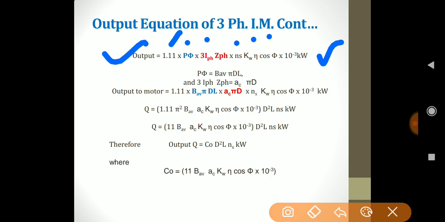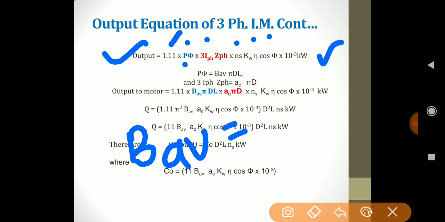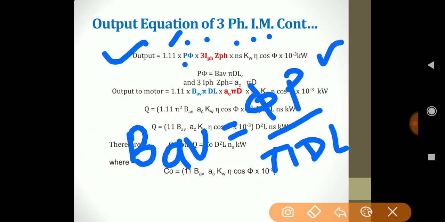I have written the term P phi here, and I have written the term 3 IPH ZPH. The reason is that I have the equation for Bav. Bav is specific magnetic loading, which, if you remember the formula, is phi P upon pi D L. Out of it, the phi P term I have got in this equation. So phi P is equal to pi D L into Bav. That value I am going to put.